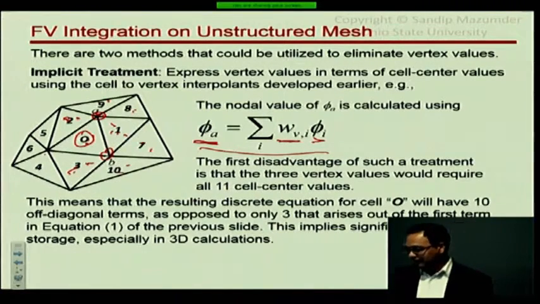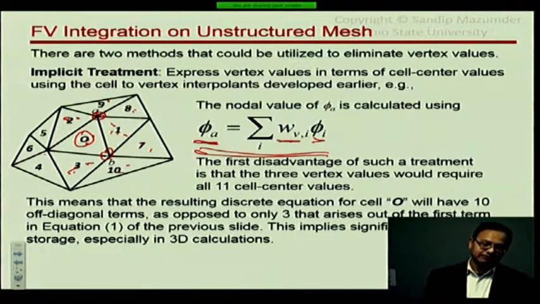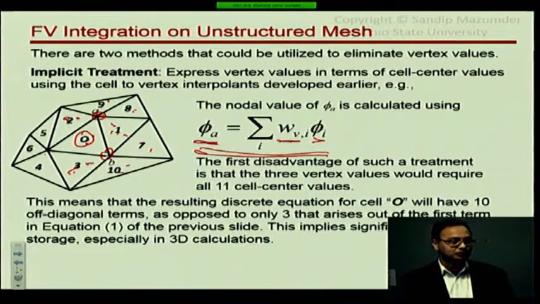So it'll have 10 off-diagonal terms as opposed to only 3, if you do this kind of a treatment. And in 3D, it can go even much more beyond that. You'll typically have 25, 26 off-diagonal terms. Okay, still very sparse. I mean, if you think about thousands of nodes, 26 out of 1,000 is really nothing, but still you have to store quite a few numbers.